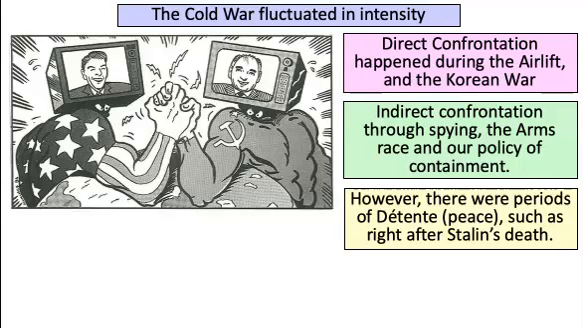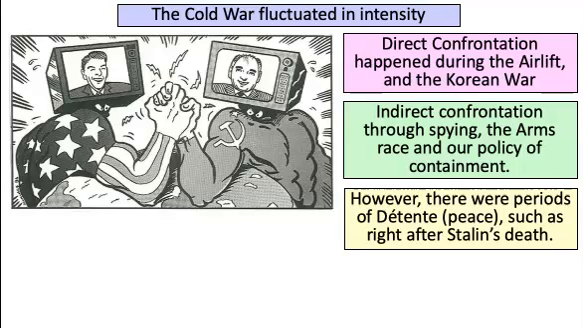But it was also a series of indirect confrontations. For instance, an arms race and our policy of containment, the military aid that we provided both to Turkey and Greece. All of those were part of an indirect confrontation between our societies and our culture. Over this entire series of lectures in Period 8, pay attention to different events that serve as examples of both direct and indirect confrontation between our sides during this particular time.